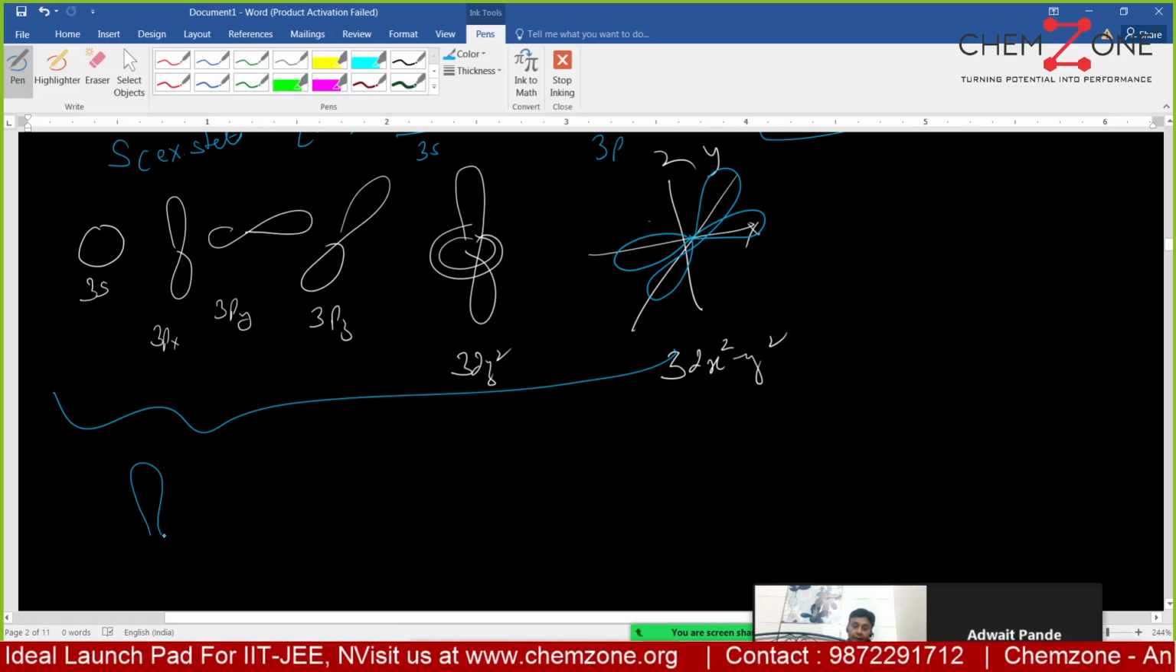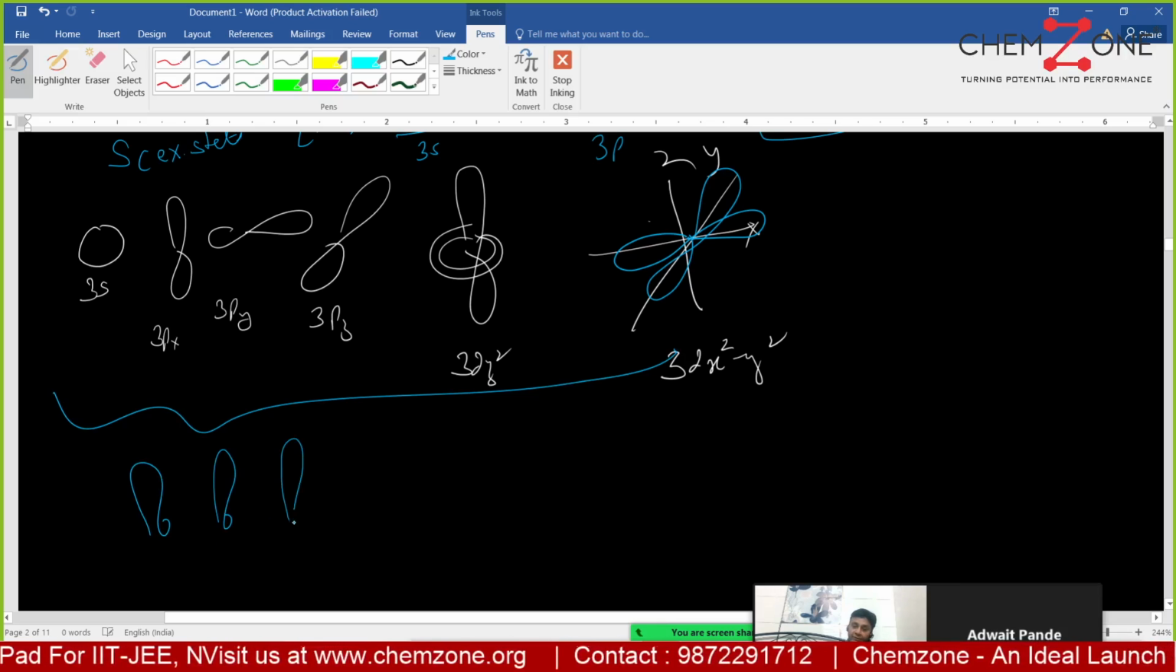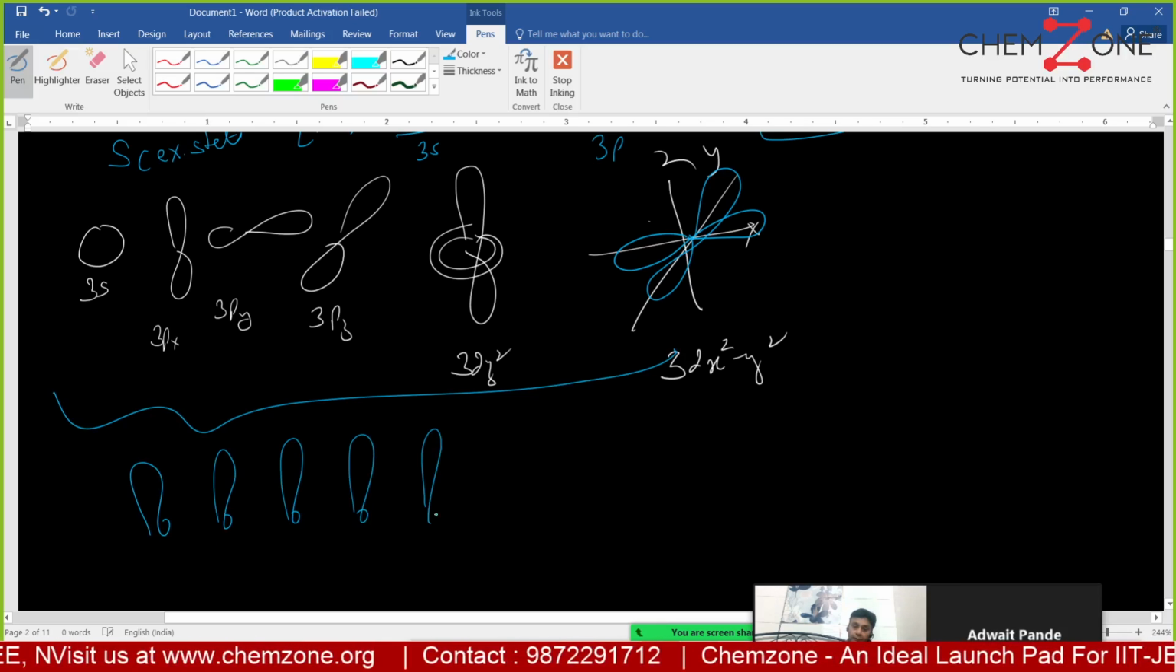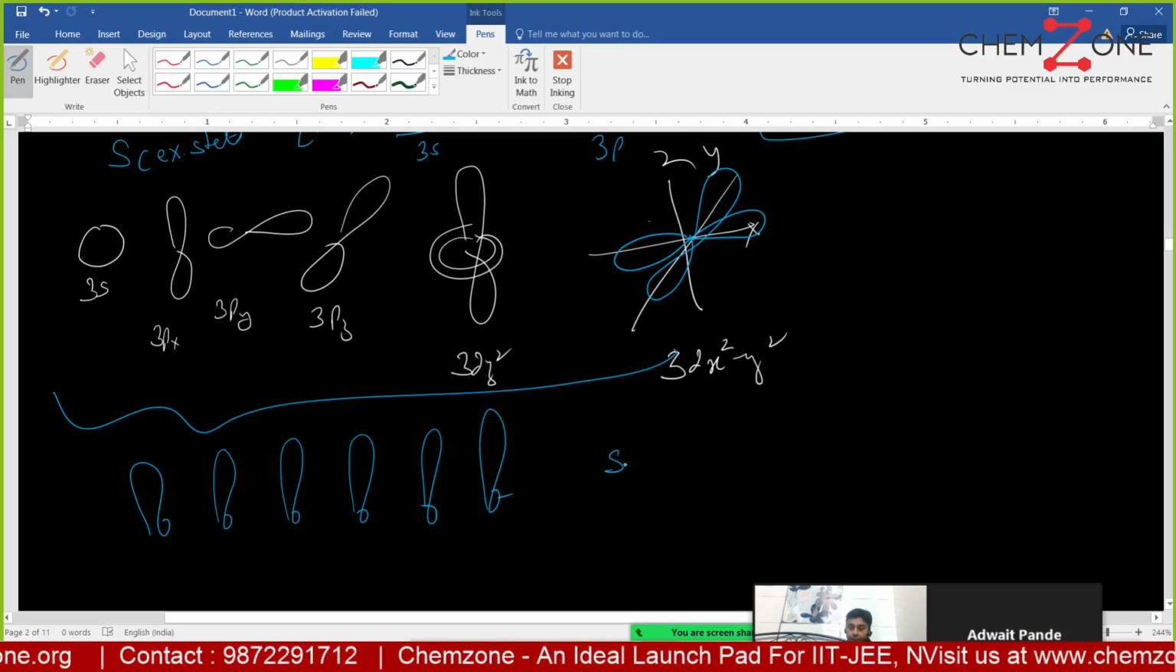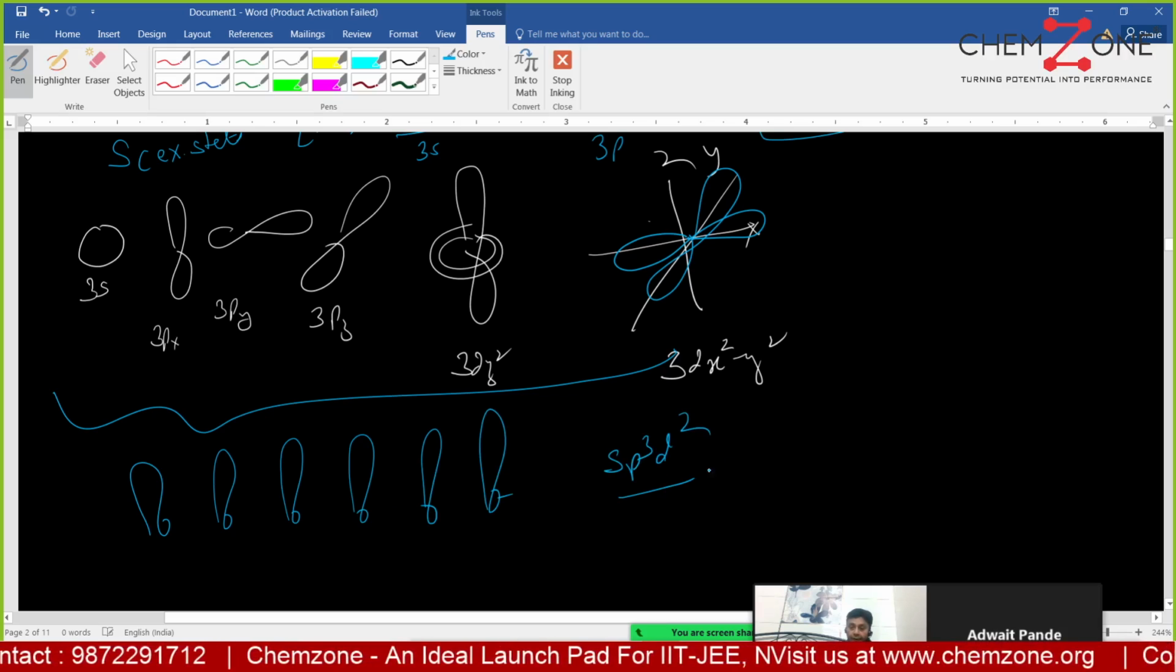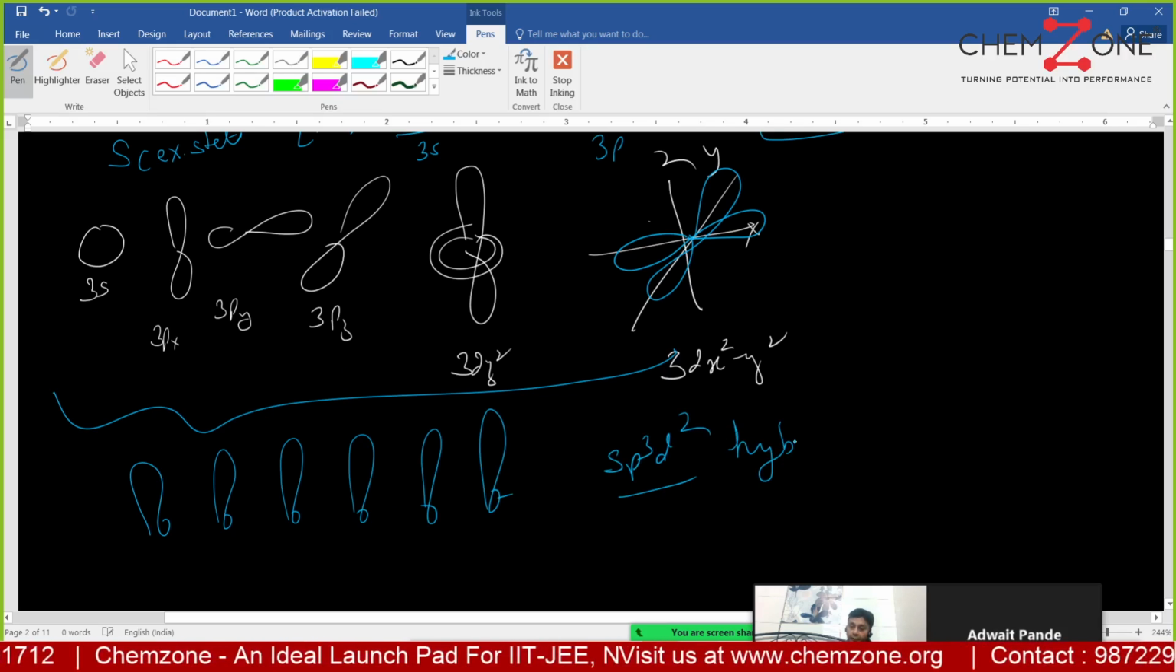After intermixing, they will now have the same shape and same energy. Sp3d2 hybrid orbitals.